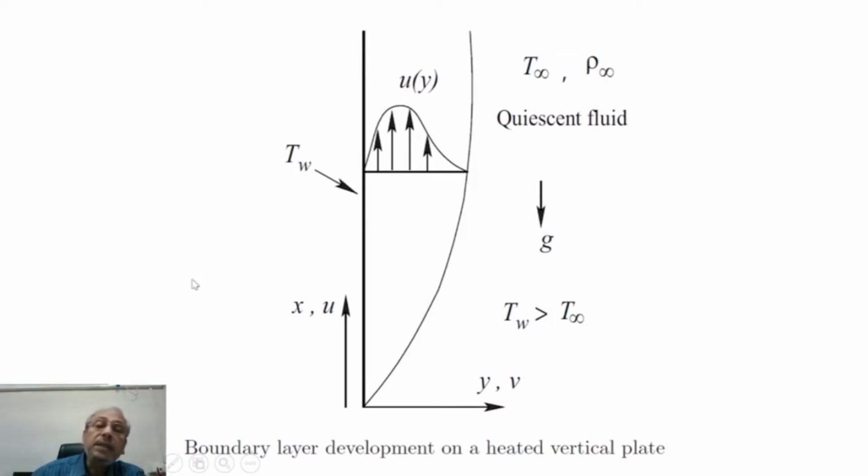And again, let us re-emphasize, this is the flat plate which is heated at a temperature Tw. Tw is greater than T infinity. T infinity is the quiescent fluid. Its density is rho infinity. And within the boundary layer, density is variable, it is rho, and this is the flow direction x, velocity component lowercase u, this is the normal direction y, and velocity component is lowercase v.